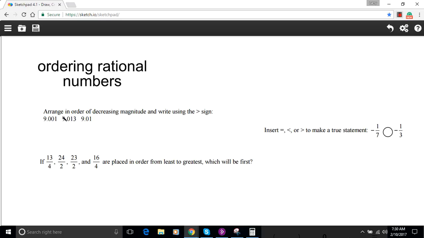In this first problem, it says arrange in order of decreasing magnitude and write using the greater than sign. So we want to put the biggest one first, say it's greater than the next biggest one, and say that's greater than the smallest one. Sometimes it can be confusing when you see a lot of decimals like this. I find it easiest to just line them up vertically here. So I'm going to do that because then you can compare the places, which is really what we want to look at.